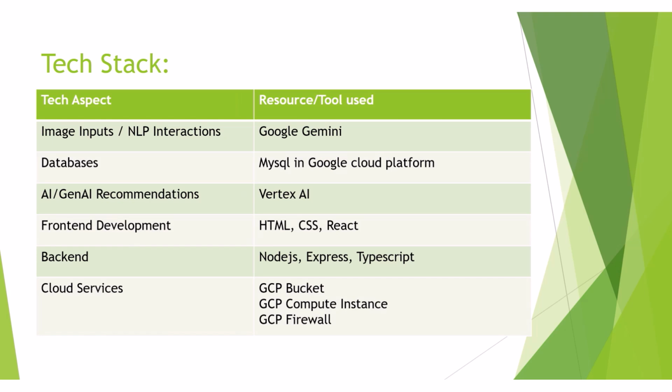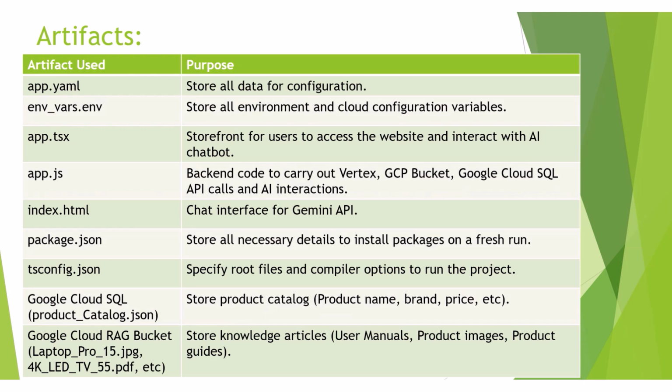The main tech stack that we've used in our project includes Google Cloud, which we have opted as our hosting platform. The backend is done in Node.js framework with TypeScript and Express, and the front end is in React framework with HTML and CSS. We've used the Gemini 2.0 Flash model for all API interactions. These are the artifacts, the files that we'll be using.